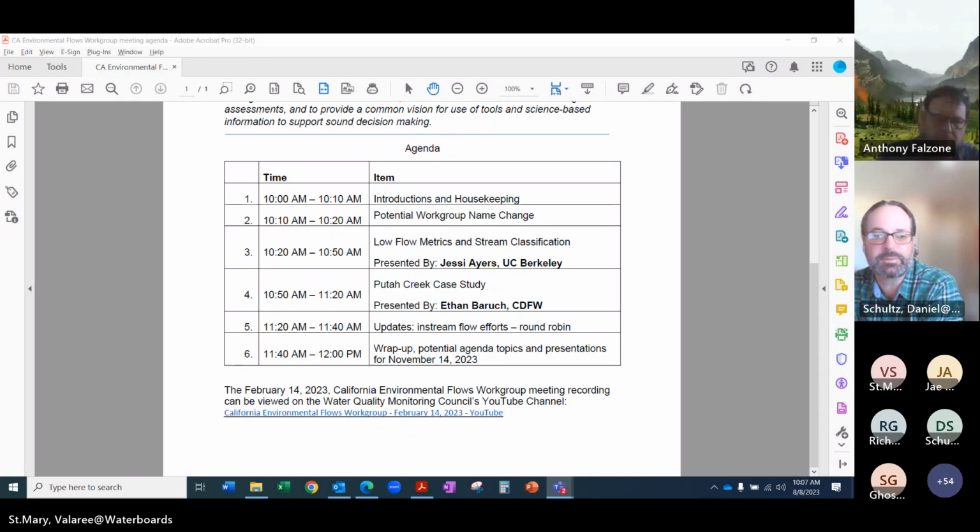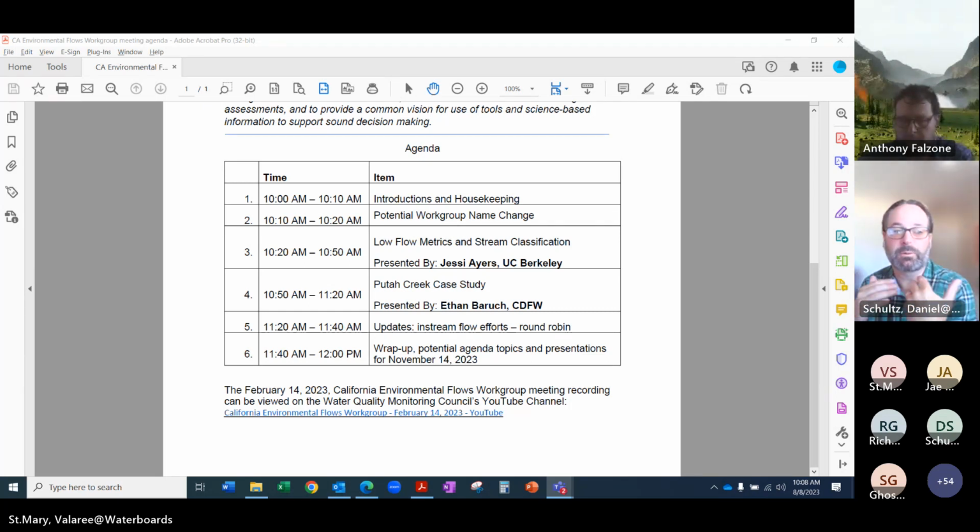So the first item I have here is just a potential work group name change. This comes from the way that we define terms in the California Environmental Flows Framework. In particular, the difference between the term ecological flow criteria and environmental flow requirements. Right now, we're considered the environmental flows work group, which is more of an implementation component. And a lot of the Water Monitoring Quality Council's alignment is more with sharing data and information that helps support implementation, which would line up more with the ecological flow criteria component.